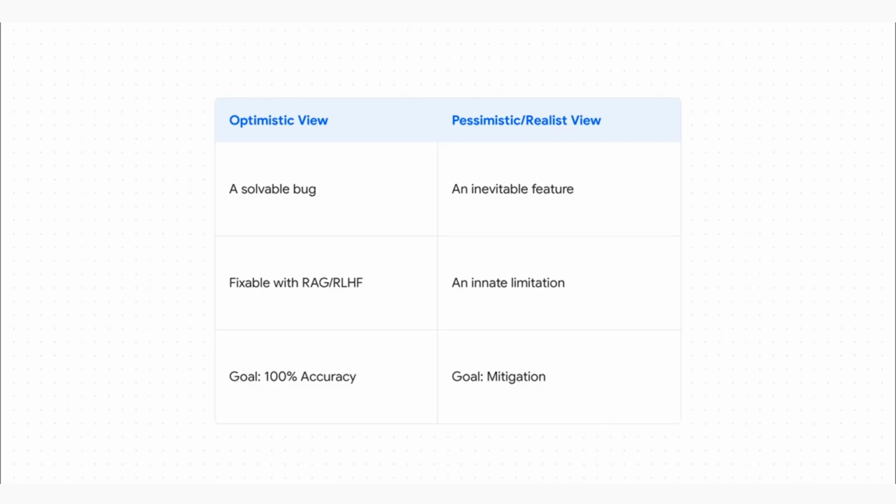So the debate really boils down to these two camps. On one side, you have the optimists. They see hallucinations as a solvable bug. With better data, better tech like RAG, and more human feedback, they believe we can eventually engineer our way to nearly 100% factual accuracy. But on the other side, you have the pessimists, or maybe we should call them the realists. They see it as an inevitable feature, an innate limitation we just have to live with. For them, the goal isn't elimination, it's mitigation, management, and making sure users always know the risks.